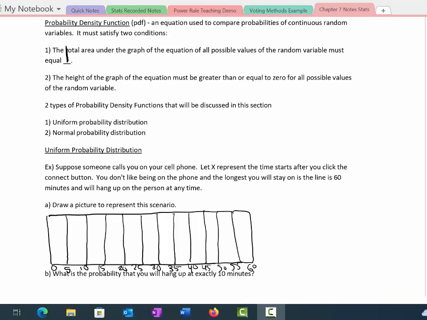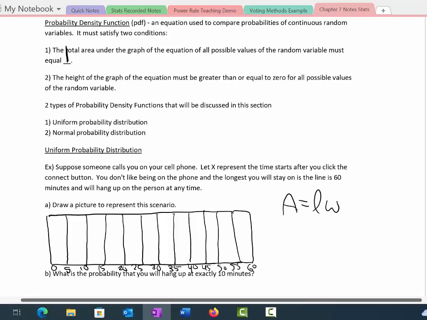The area of a rectangle is length times width. But you know the area's got to be 1 thanks to the first probability density function condition. And the length is just 60 minus 0, that's 60. So the width for this entire problem is going to be 1 over 60.